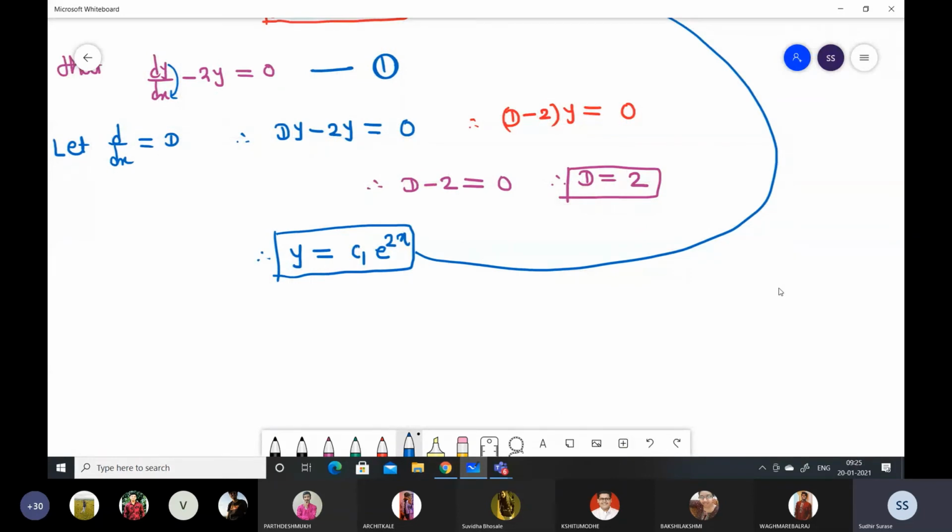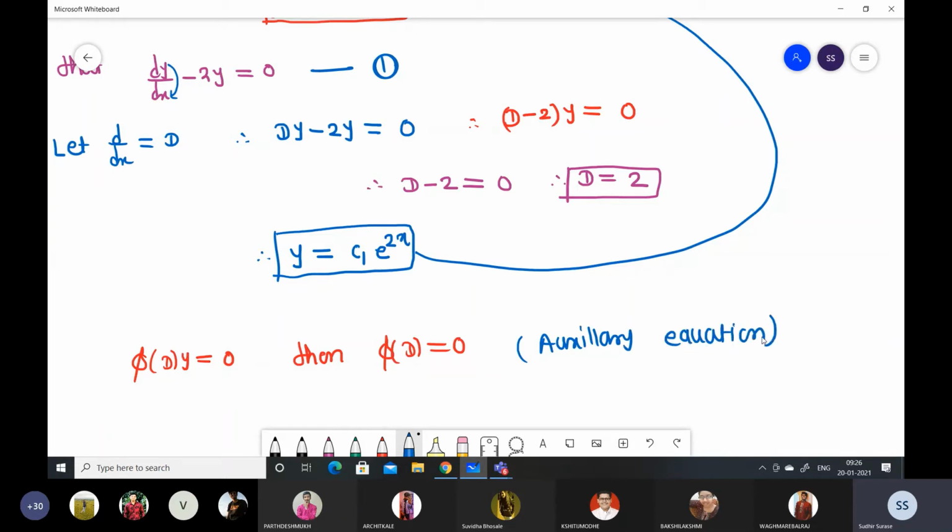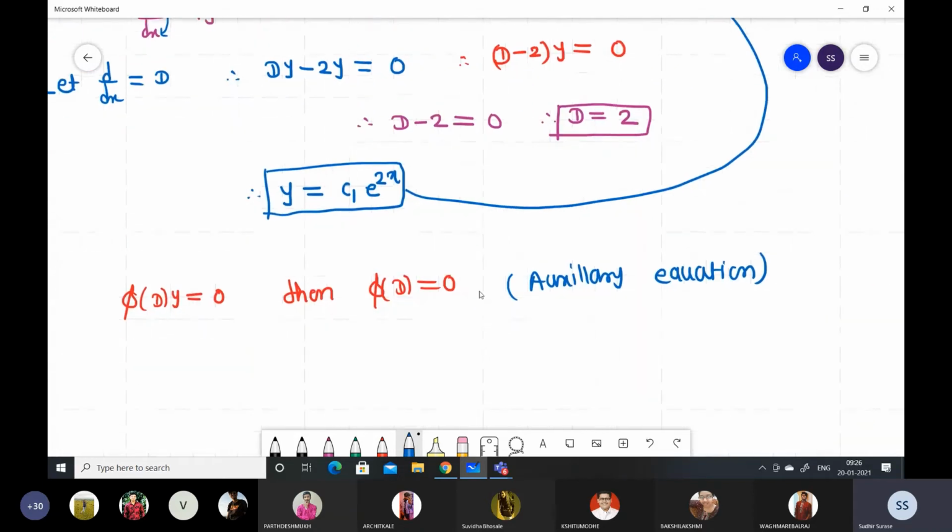Okay, so what is the algorithm? The algorithm is very simple. If you are provided with the homogeneous part, let's say phi of D times y equal to 0, then equate this term phi of D to 0. So phi of D is equal to 0, and this is called an auxiliary equation. Once you equate this to 0, the second thing we have to do is find the roots. Okay, we want to get the roots, and once we get the roots, then write the solution in terms of exponentials, right?